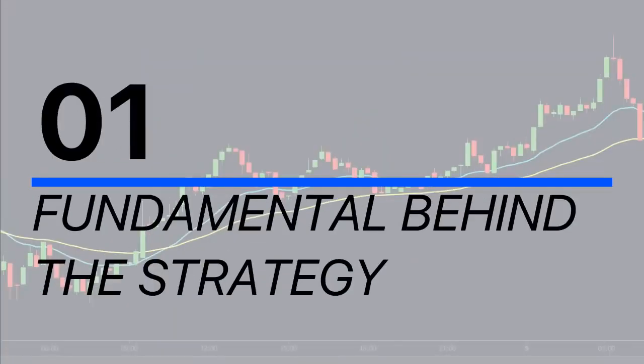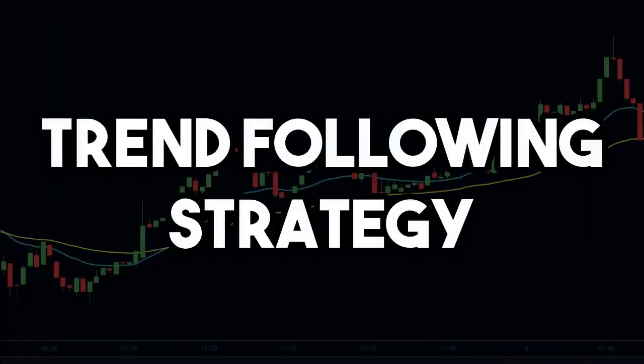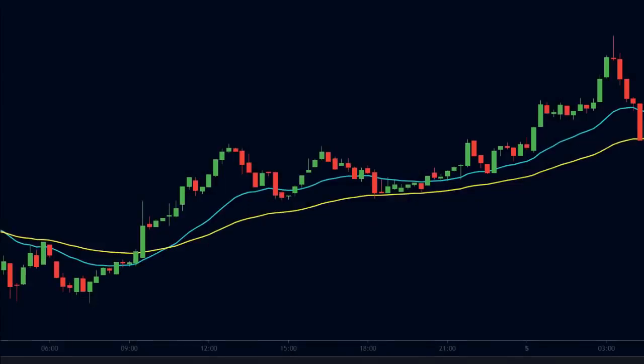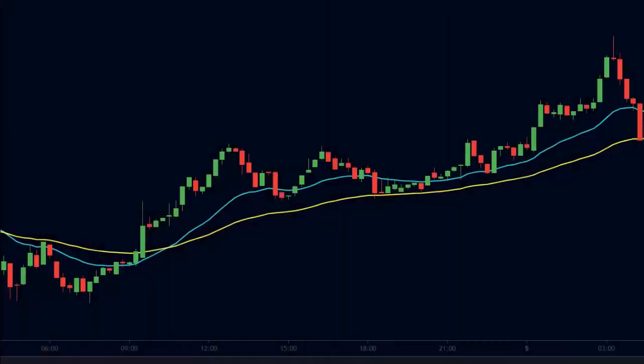So first, let us understand the fundamentals behind the strategy. This strategy is a trend-following strategy. Hence, we will be looking for buying opportunities in an uptrend and selling opportunities in a downtrend. We will be focusing on the assets that are in a strong trend only.